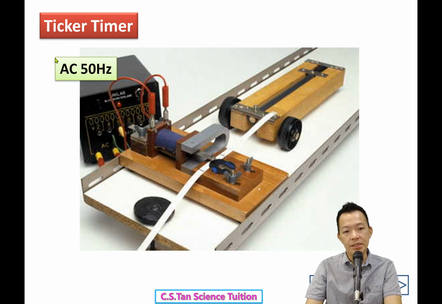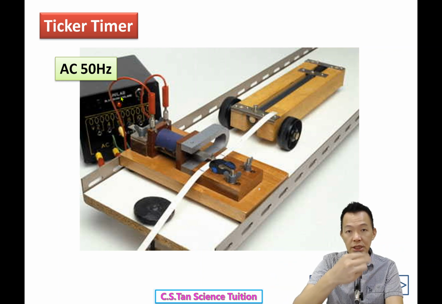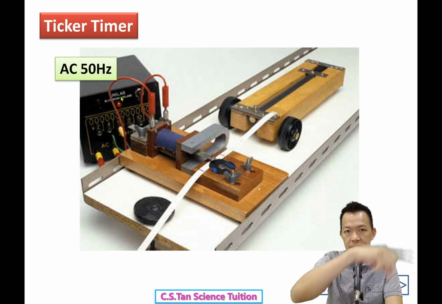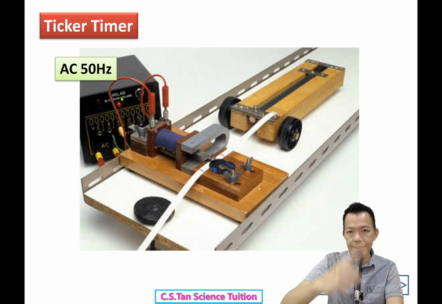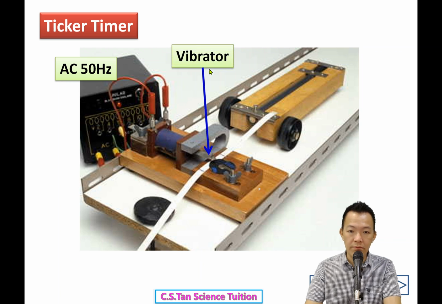Power supply, 也就是交流电. And the electric current is 50 hertz. What does 50 hertz mean? In 1 second, 在1秒里面, the current changes its terminals, negative and positive, 50 times. 加减加减加减，1秒50次。Do you understand? Okay. So the AC supply will be connected to a vibrator.